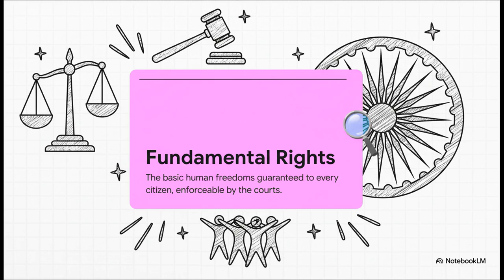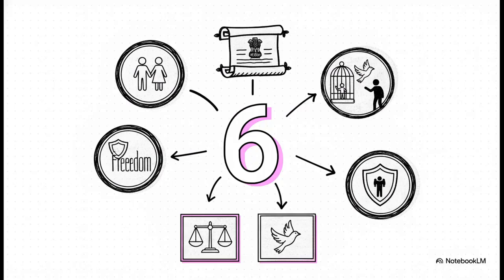Now listen, these aren't just suggestions or nice ideas. They are rock-solid guarantees that you can actually go to court to protect. The Constitution makes sure these basic freedoms are totally shielded. To keep things organized, this user's guide groups all these rights into 6 main categories. They cover all the big stuff, from equality to freedom. Let's just dive into a couple to see how incredibly detailed they are.